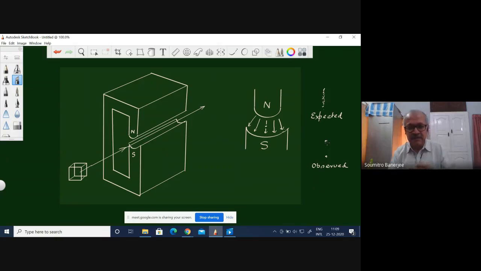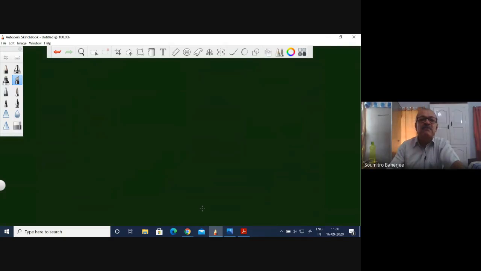This is the prime conclusion of this experiment. We expect something like this: many atoms to fall and the distribution to be something like this. What was actually observed in this Stern-Gerlach experiment was that there are only two spots.